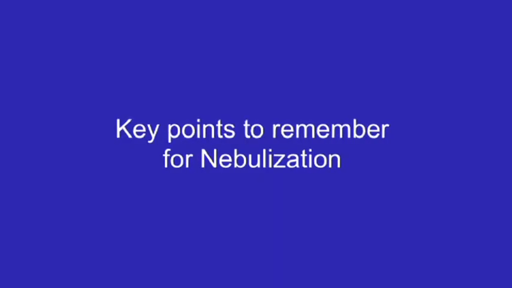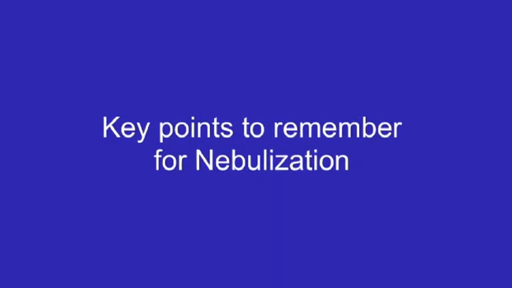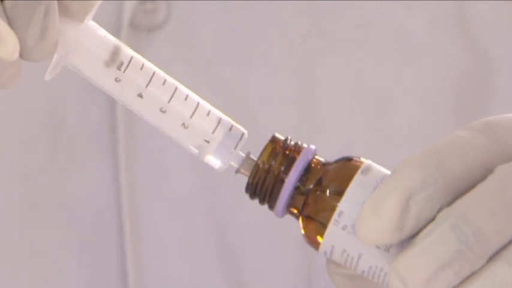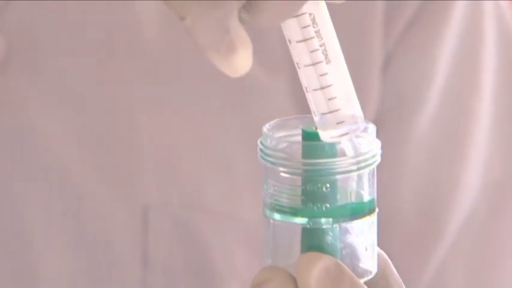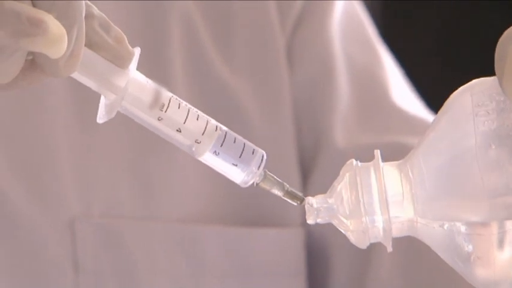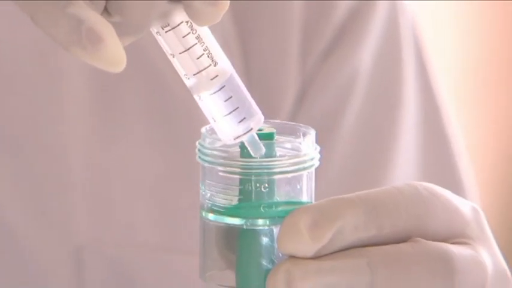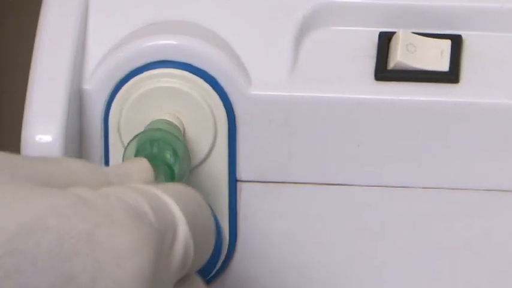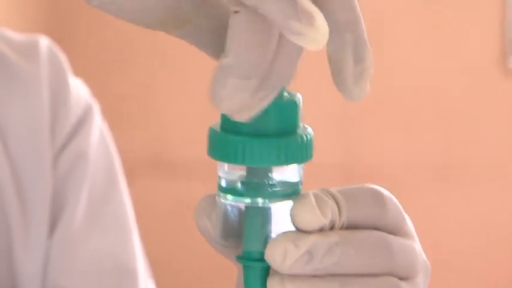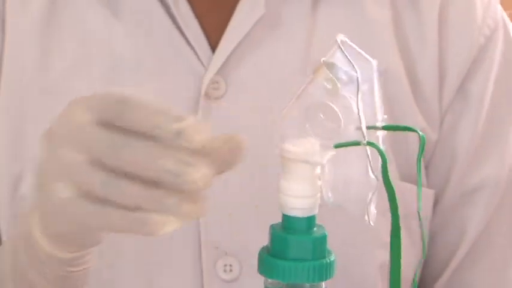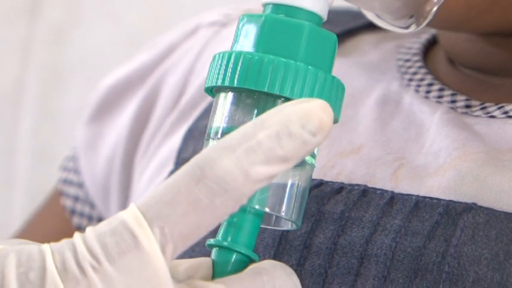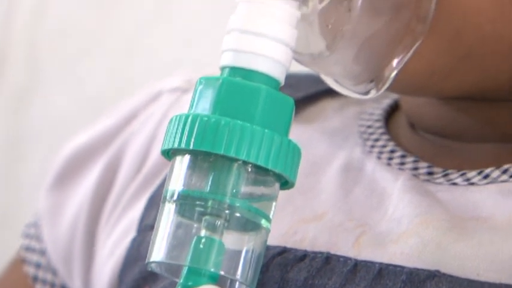Key points to remember for nebulization. Make sure that the equipment is clean. Put the correct dosage of medication and add saline to make volume 3 ml. Ensure proper connection, tubing and seals. Check the nebulizer for misting. Occasionally, tap the side of the nebulizer for better misting.